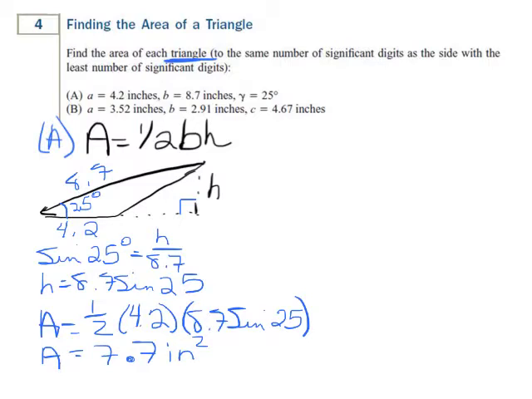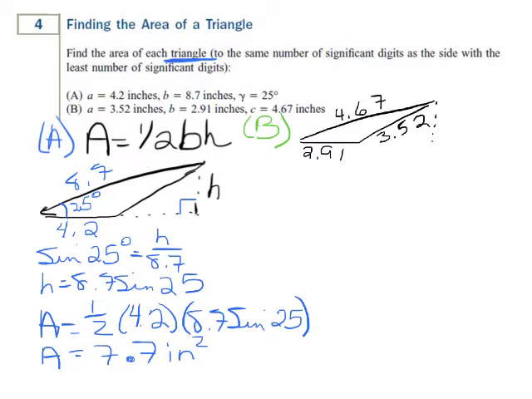All right, now let's go for B. We're going to do B in a little different way than how the book tells you to do it. Because when I look at B's triangle, let's draw that first. All right, B's triangle looks something like this, where this is 2.91, this is 4.67, and this is 3.52.